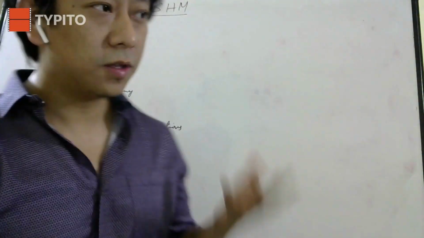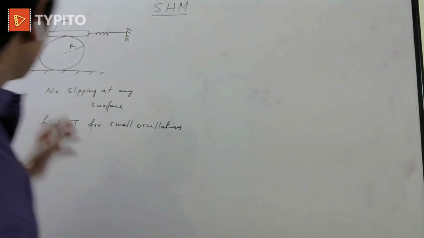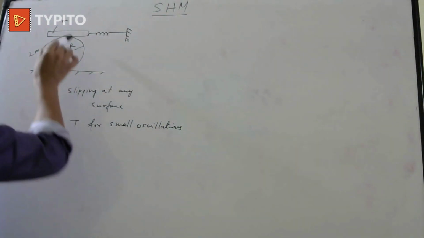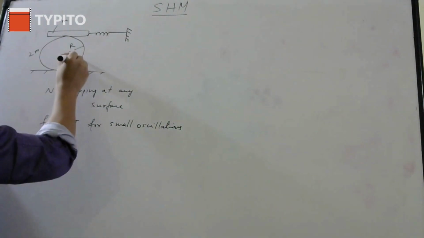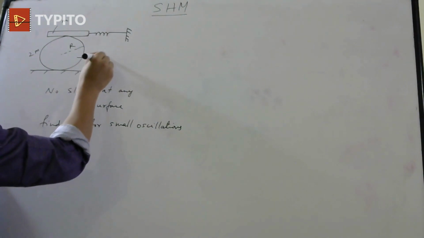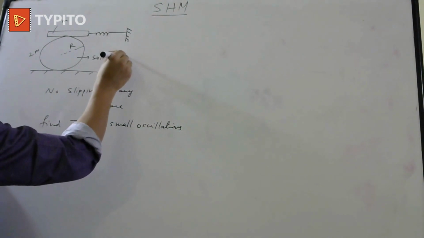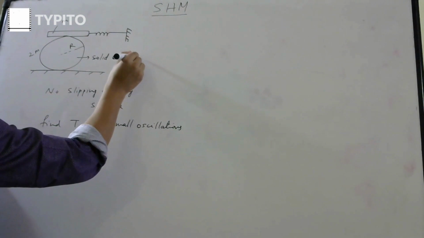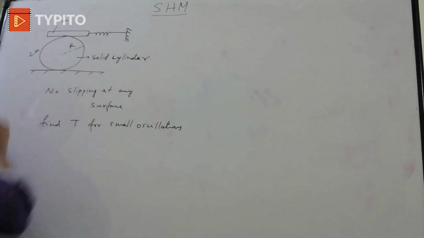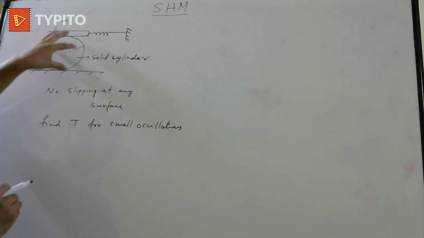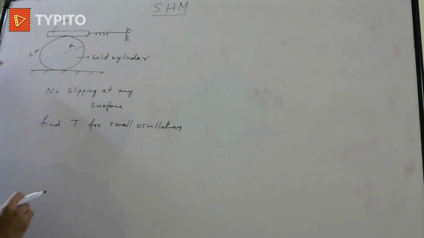Okay, so today the first one I have taken is, you can see the question. This is a solid cylinder whose mass is given 2m, and it is resting on a horizontal surface.